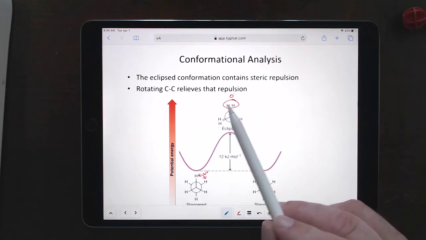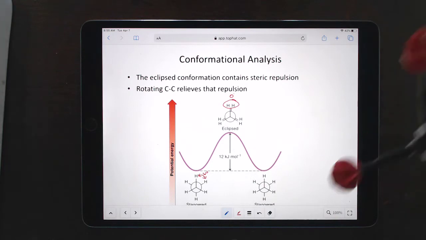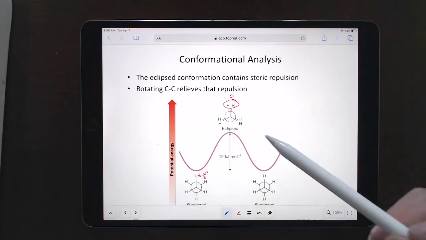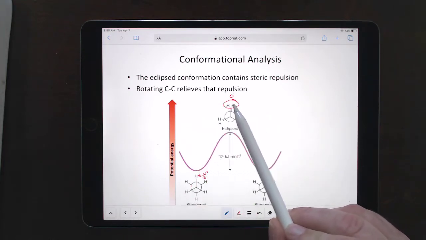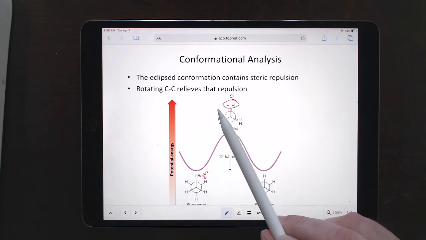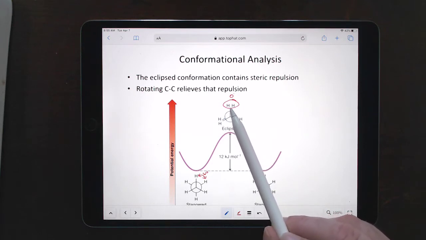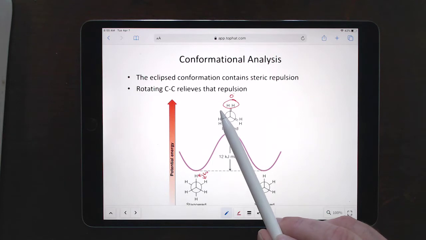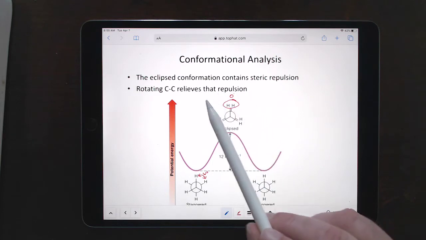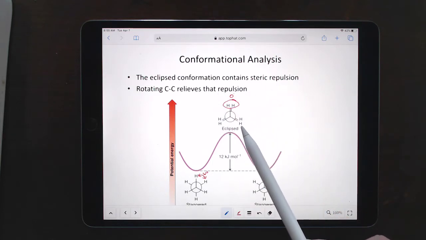When you get into eclipsing, you start to see these groups, the one in the front and the one in the back, starting to feel each other. They're getting a little bit too close, and so they start to repulse a little bit. This is what are called steric repulsions. It's basically two atoms that are starting to get near each other, and if you try to push them closer together, then it's going to cost you energy.